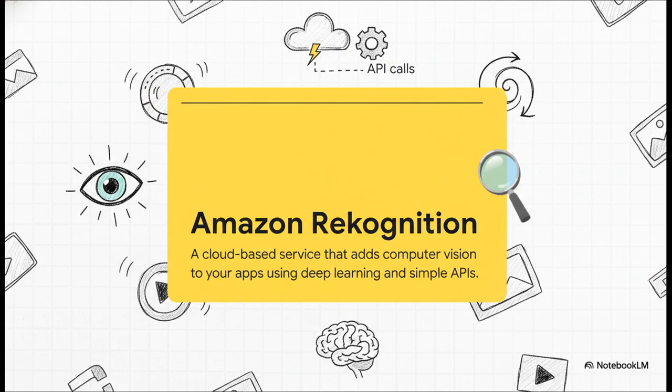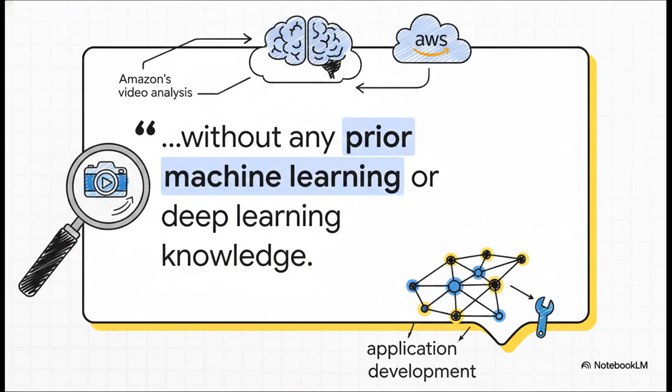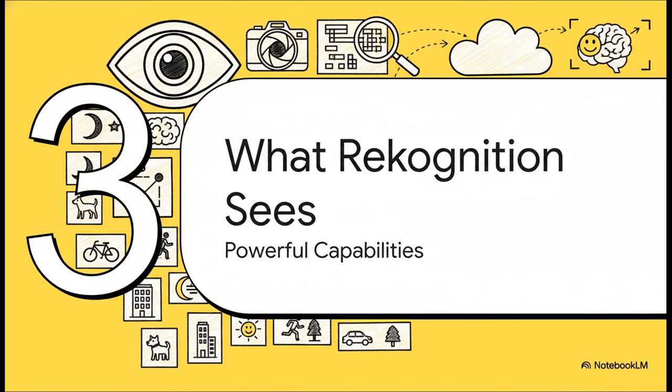Well, put simply, Amazon Rekognition is a fully managed service that lets you add really sophisticated image and video analysis to your apps, and you do it with simple API calls. It's built on the exact same deep learning tech that Amazon itself uses to analyze billions of items every single day. And this right here, this is the absolute game changer. This is straight from the documentation, without any prior machine learning or deep learning knowledge. This means you don't have to build the models, you don't have to train them, you get to stand on the shoulders of giants and leverage all of Amazon's expertise, so you can focus on building your app, not the underlying AI.